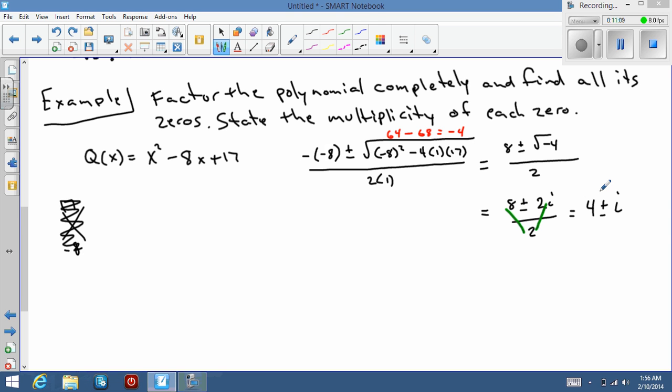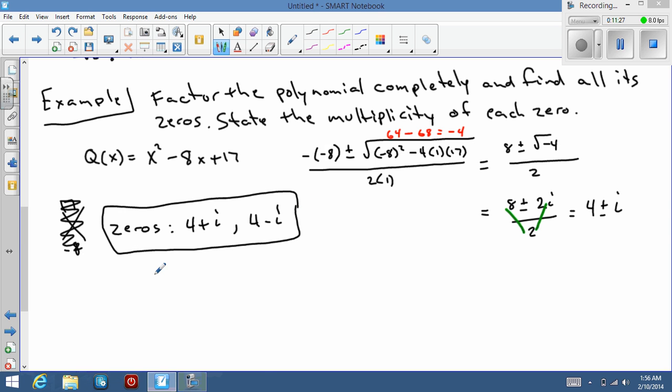So we have our zeros. Our zeros are 4 plus i, whoops, I don't want that parenthesis there, so 4 plus i and 4 minus i. Those are the zeros. Now to create the factors, I'm going to do just like I did before.